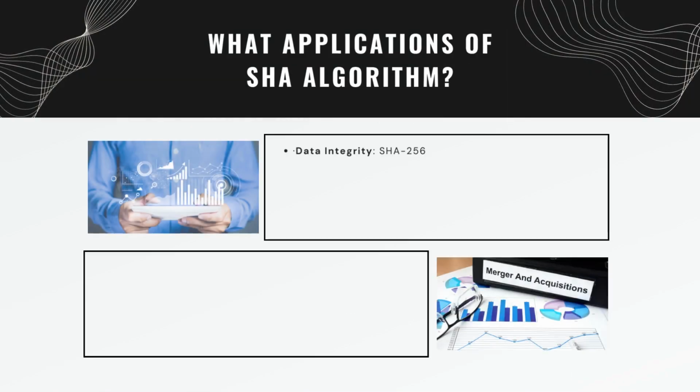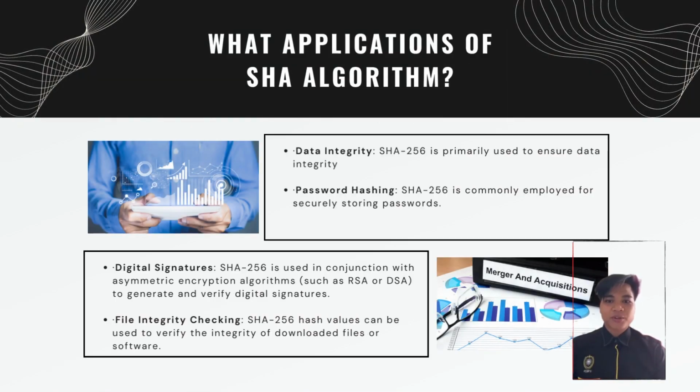Okay, now we go to the applications of the SHA algorithm. The first is data integrity, as SHA-256 is primarily used to ensure data integrity, and the second is password hashing, as SHA-256 is commonly employed for securely storing passwords. Now we have two others, which are digital signature and file integrity checking.